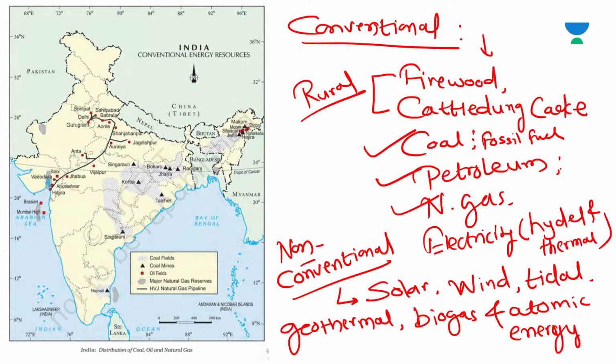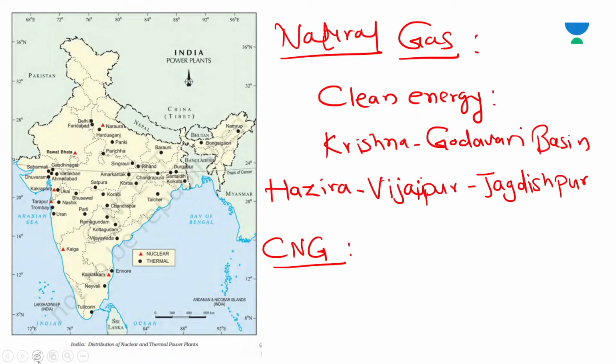Now friends, moving to the next part, that is electricity. Friends, electricity has such a wide range of applications in today's world that its per capita consumption is considered as an index of development.